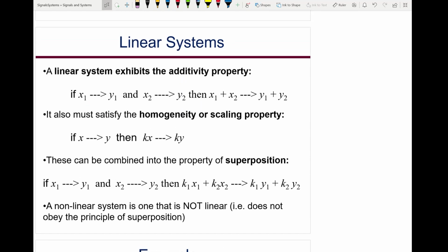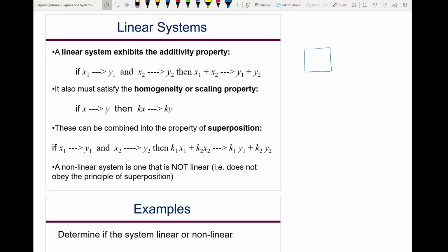When we talk about a linear system, basically if you have a system here and you have one input, let's call this input x1, then you get an output, and let's call it y1. Now if I have a different input x2, I get a different output y2. Now what happens if I have an input that is a combination of both? So it's like x1 plus x2. These two inputs appear at the same time and hit the system. If the output consists of y1 plus y2, then we say the system is linear.